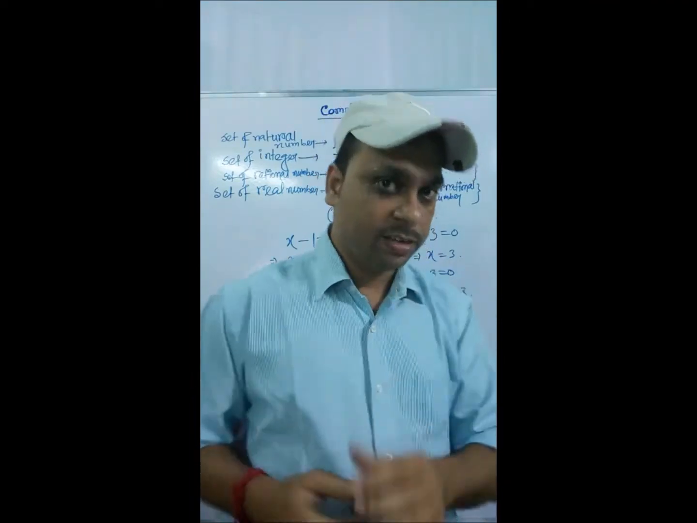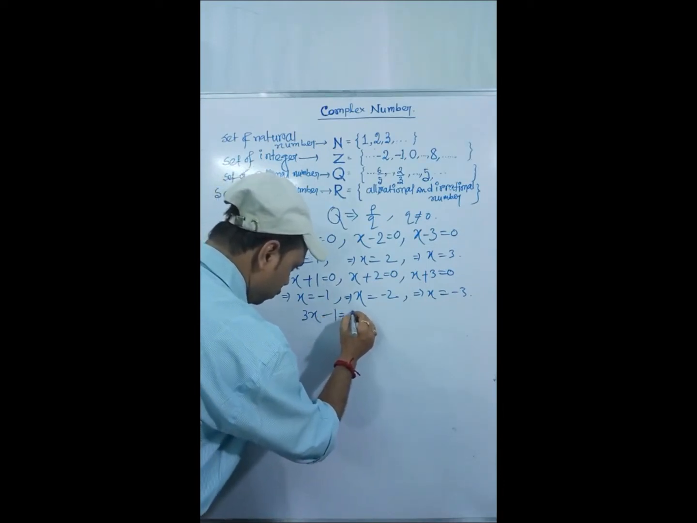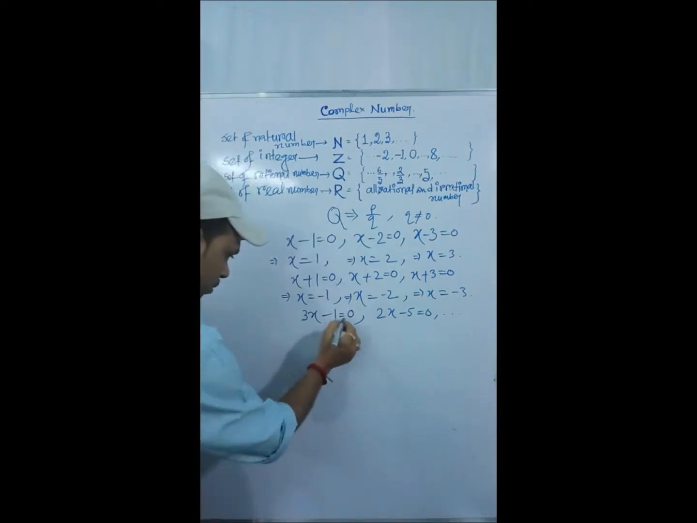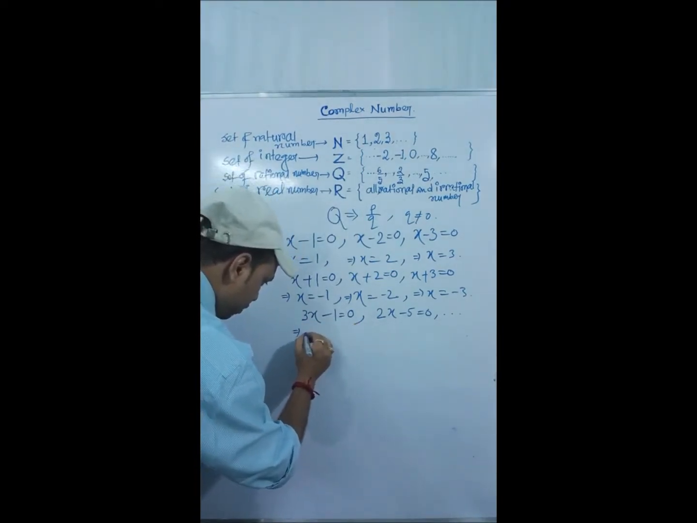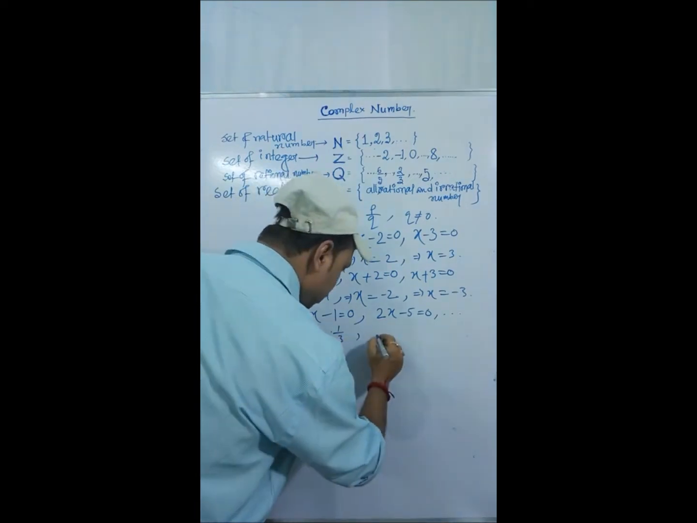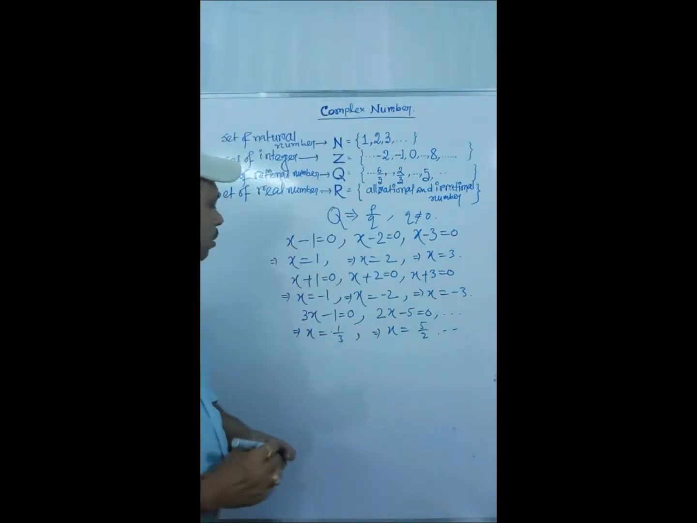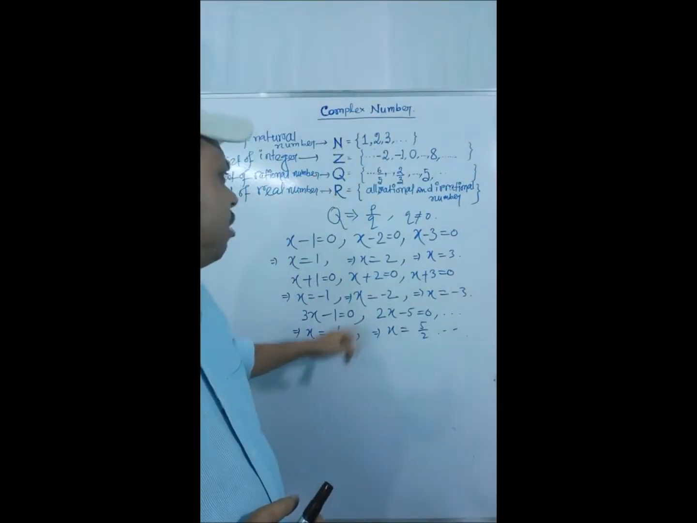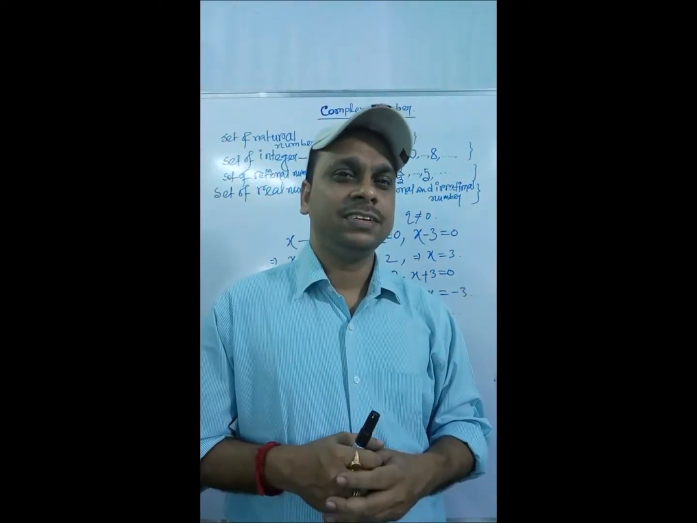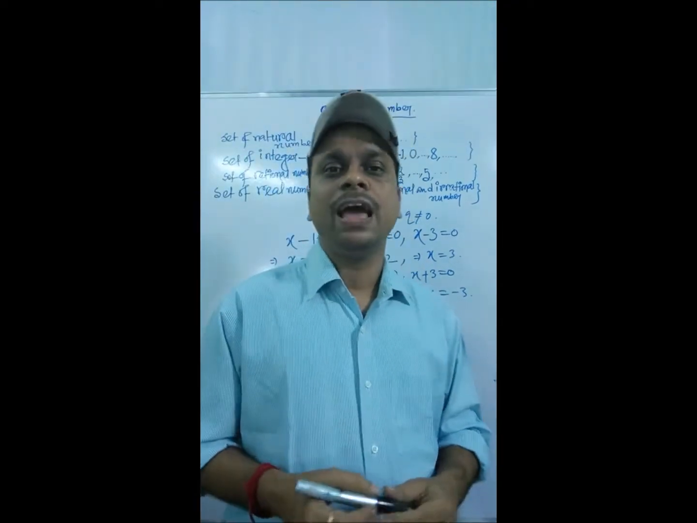Again, when the equations are written in the form 3x minus 1 equals 0, 2x minus 5 equals 0, solve these equations, we have x equals 1 by 3, x equals 5 by 2, and so on. Then these equations cannot be solved through the set of Z. Then a new set Q is required, which contains positive and negative fractional numbers.